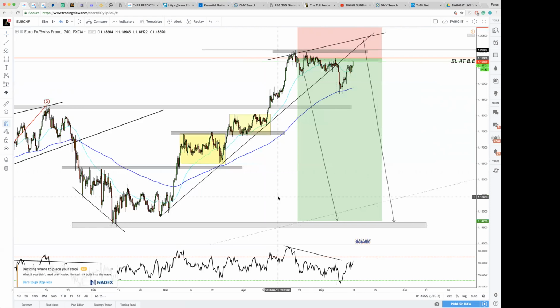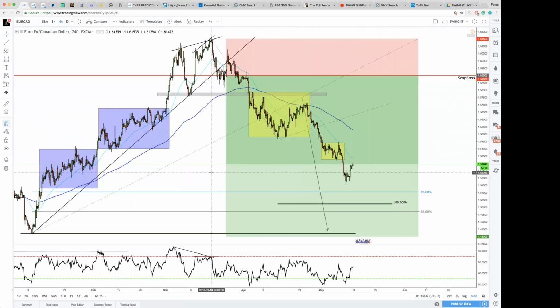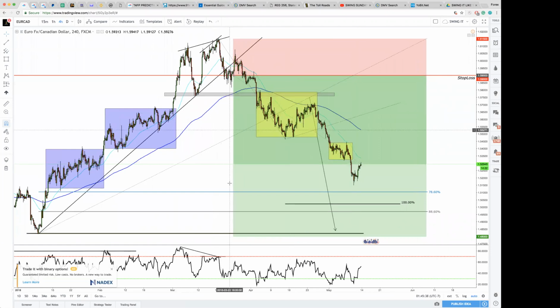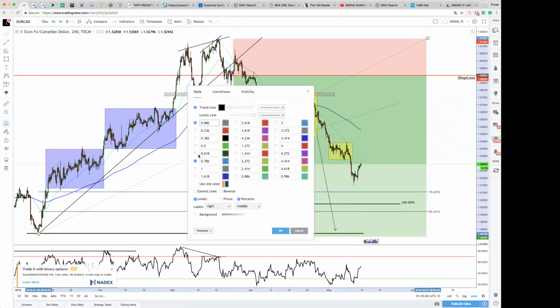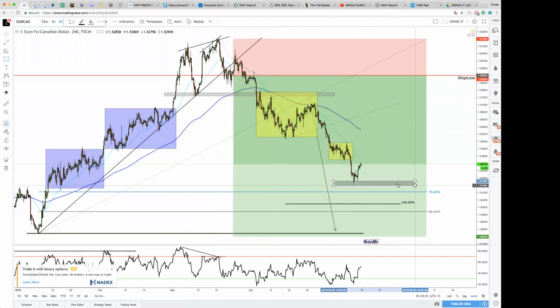That would be Euro CAD. Our Euro CAD is pretty much dropping very, very nice. And we have a stop loss to break even. Pretty much looks good. But what we've seen here is the price already exceeded the 61.8 retracement. But the first leg of an M is confirmed.